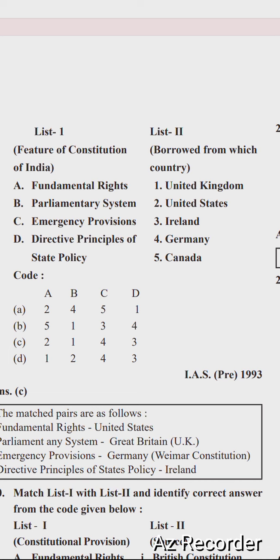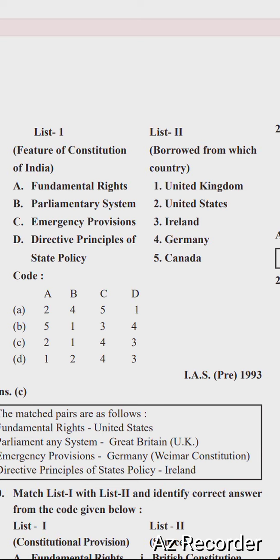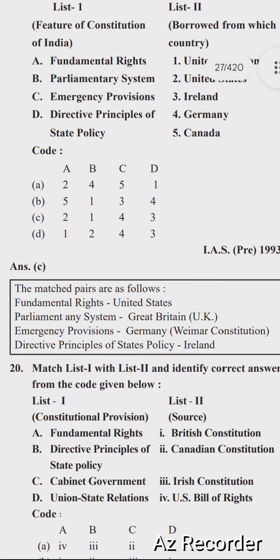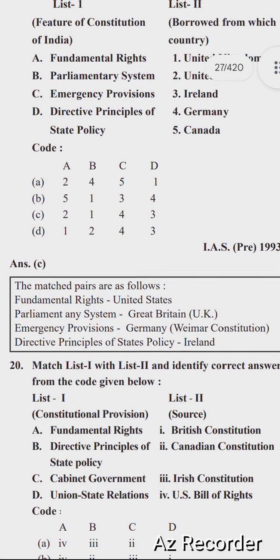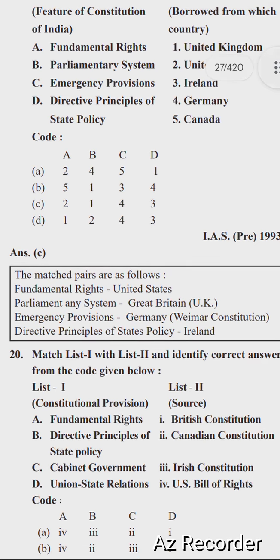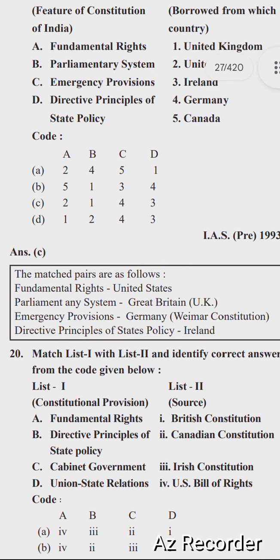Fundamental rights are borrowed from which country? United States. Next, parliamentary system is borrowed from the United Kingdom, and emergency provisions are borrowed from Germany, and the directive principle of state policy is borrowed from Ireland. Match the pairs as follows: fundamental rights, United States; parliamentary system, Great Britain, UK; emergency provision, Germany, Weimar Constitution; and directive principle of state policy, Ireland.